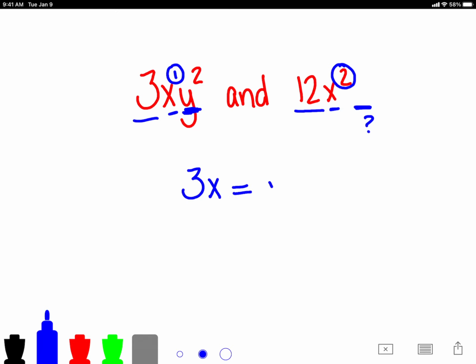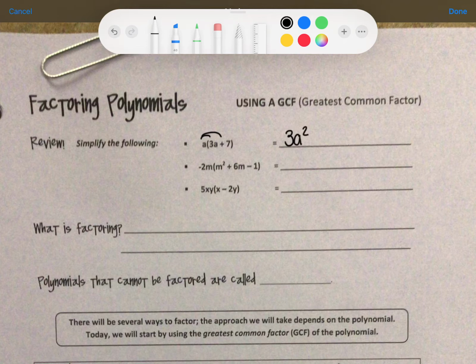So this worksheet is the worksheet we did in class today, and it's attached in your email, so that way you can either print it if you have that option or work these out on notebook paper. The first 3 problems that you see are just a review of what we did last unit. So here we are going to distribute. So this gives me 3a squared plus 7a.